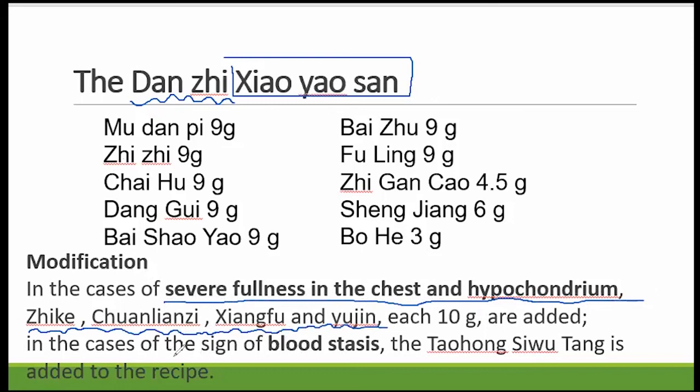If we have symptoms and signs of blood stasis, qi stagnation pretty easily causes blood stasis. So in that kind of case, we can add in Tao Hong Si Wu Tang. Tao Ren and Hong Hua, plus Si Wu. Si Wu is a blood nourishing formula. Tao Ren Hong Hua is a blood moving herb. So that's basically moving blood, resolving blood stasis, and tonifying blood.